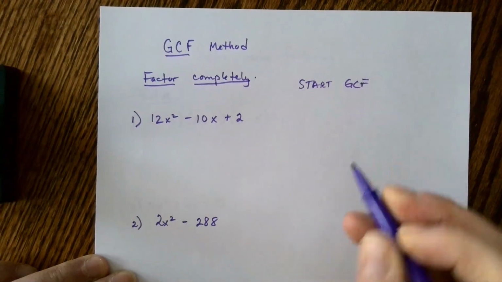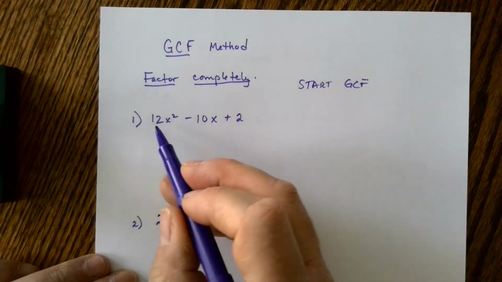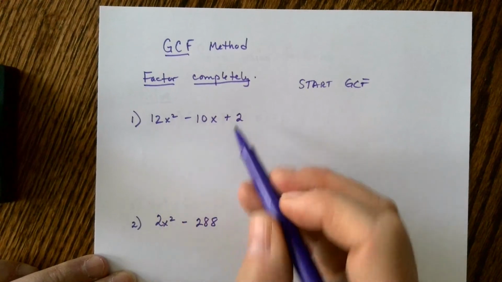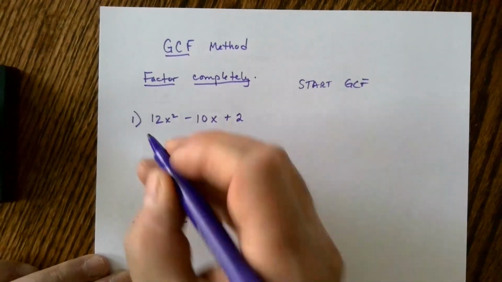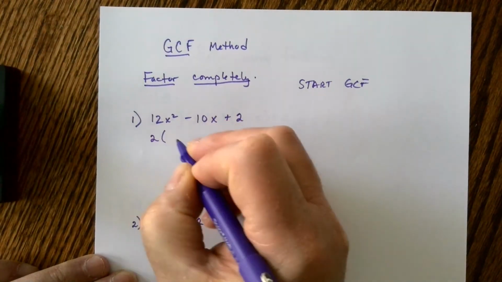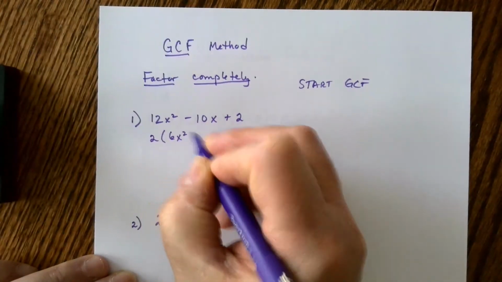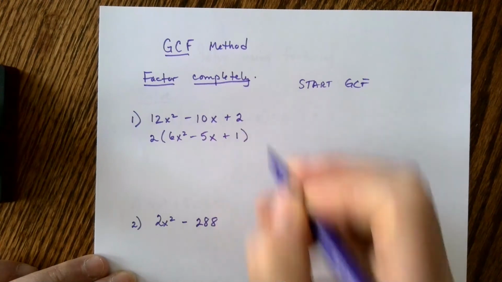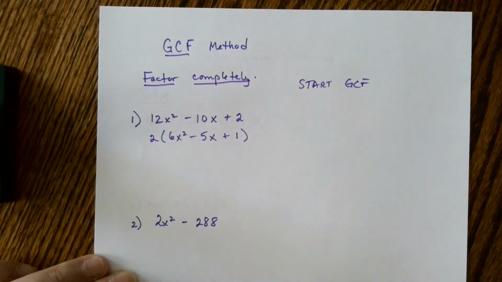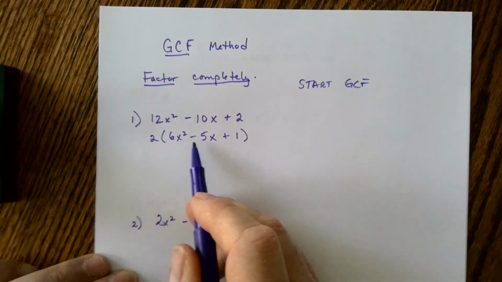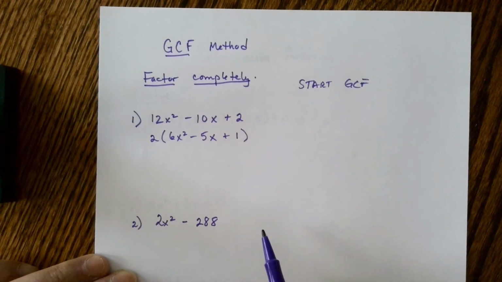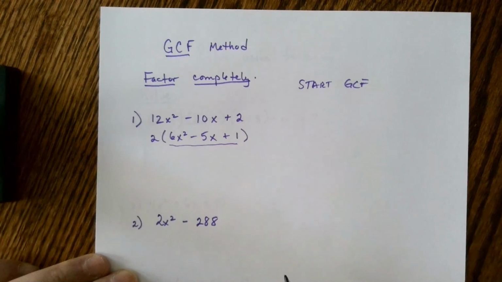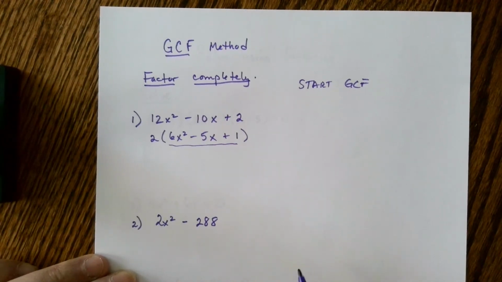A greatest common factor is a factor that is shared by all of your terms. And in this case, as you can see, all three, the 12, the 10, and the 2, are divisible by 2. So when I divide out the 2 from each term, I'm left with 2 times 6x squared minus 5x plus 1. Now, as you can see, this part of my problem still can be factored further, or we're going to test to see if it can.